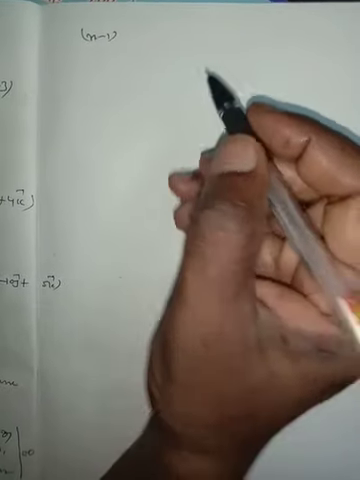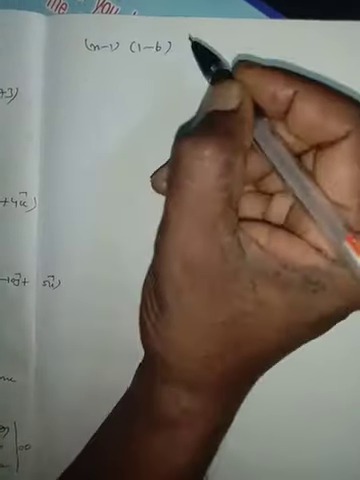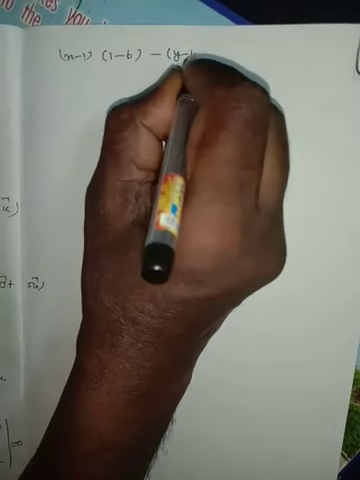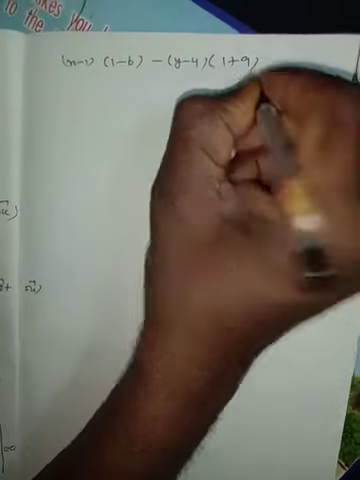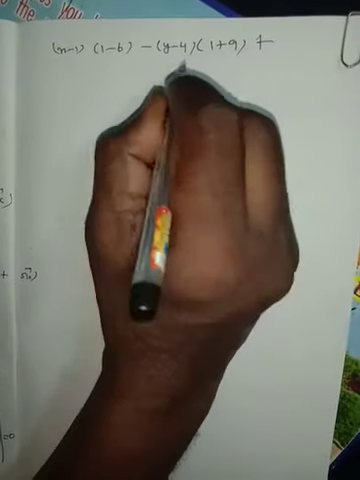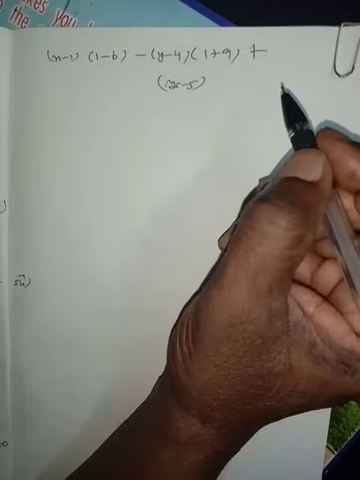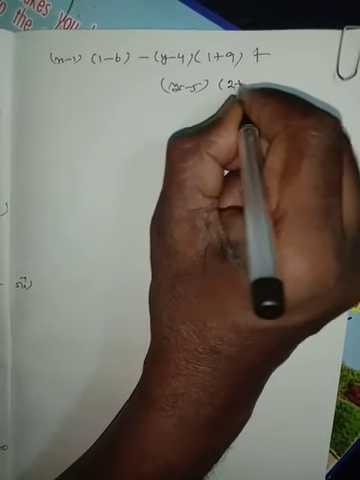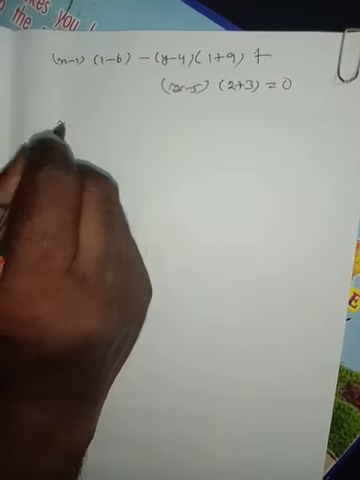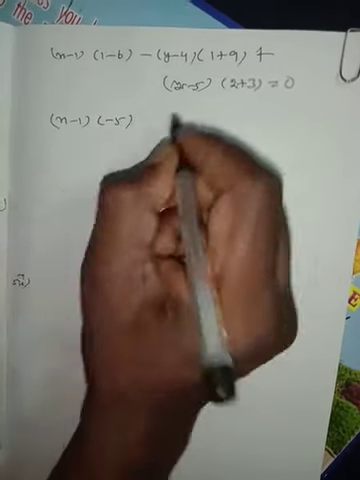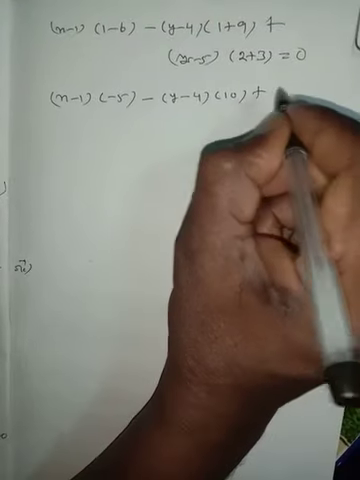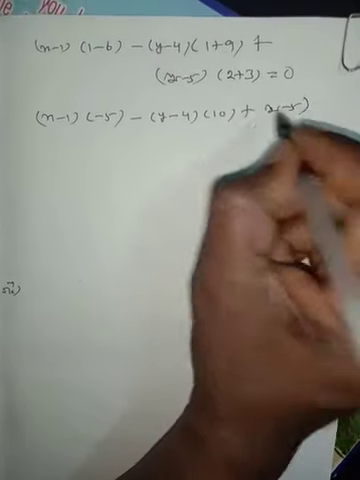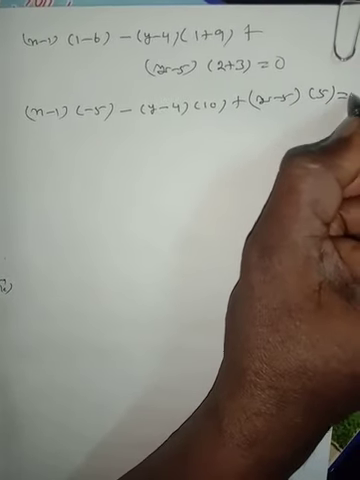is equal to 0. Expanding this, (x minus 1)(1 minus 6) minus (y minus 4)(1 plus 9) plus (z minus 5)(2 plus 3) is equal to 0. (x minus 1)(minus 5) minus (y minus 4)(10) plus (z minus 5)(5) is equal to 0.